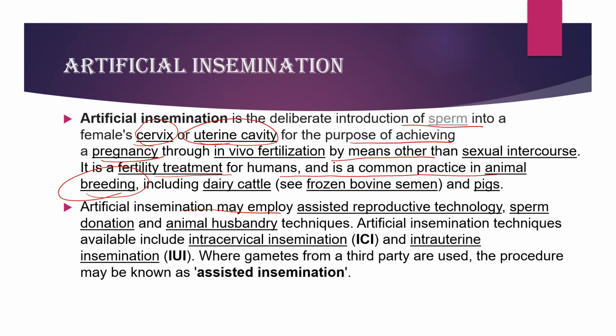So this is also done in animal husbandry, for example with frozen bovine semen specimens. In pigs also it is happening. So this system is also used in animal husbandry as well. Artificial insemination techniques available include intracervical insemination and intrauterine insemination. Where the gametes from a third party are used, the procedure may be known as assisted insemination.